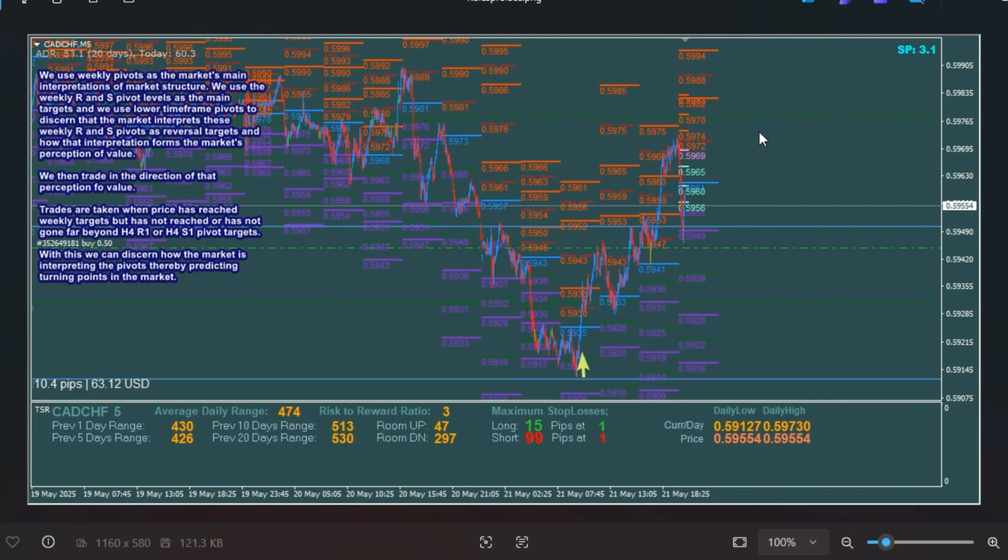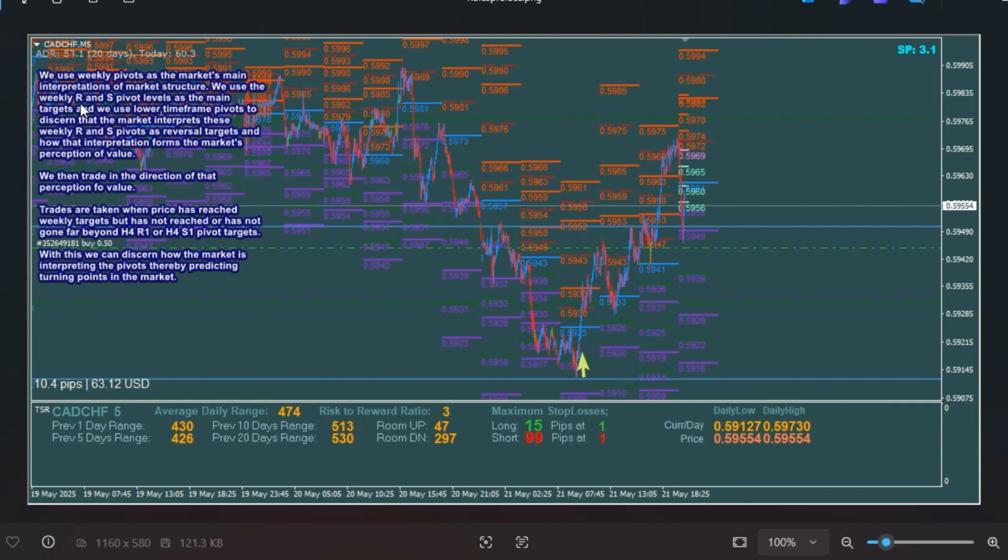So this is a trade that I took on CAD Swiss. And I want to go over the main objective of each three keys trade here. I have written here, we use weekly pivots as the market's main interpretations of market structure. So weekly pivots are the main interpretations of market structure. That's what we use.